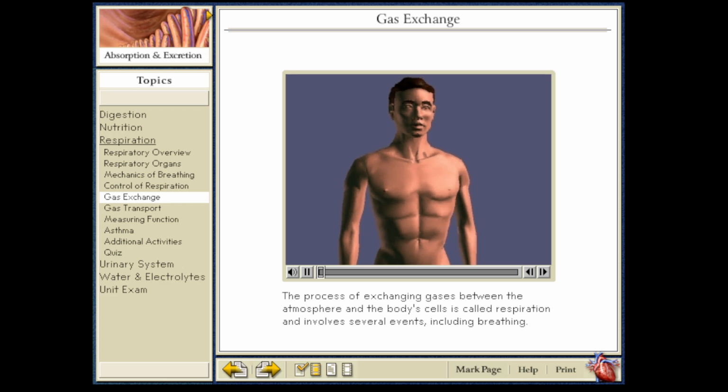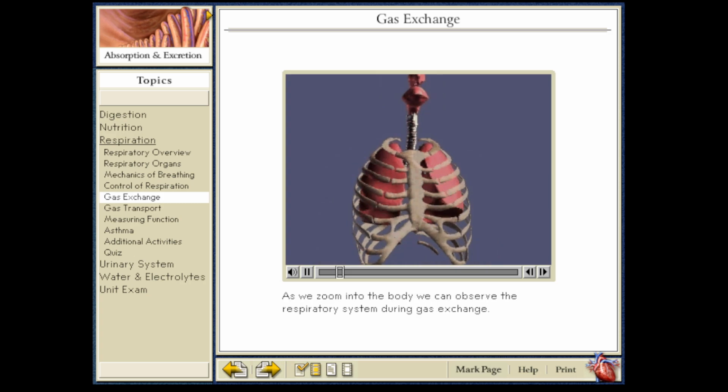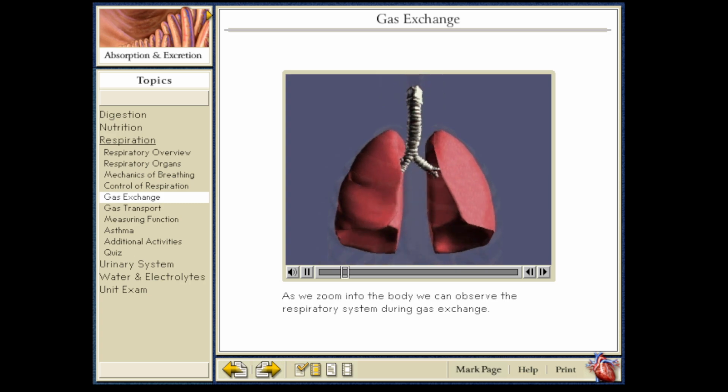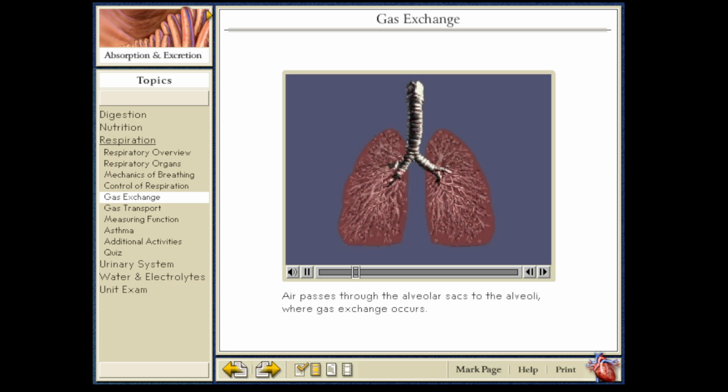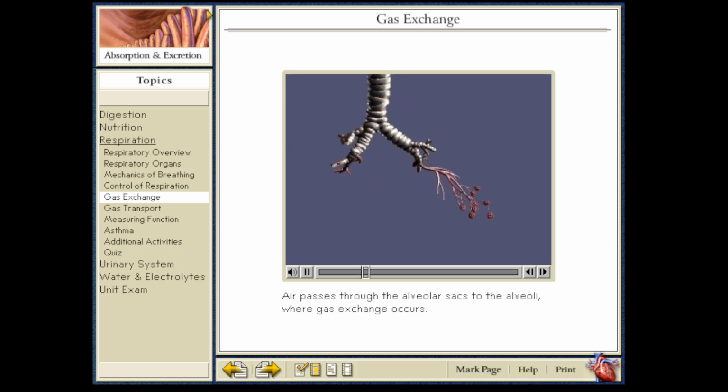The process of exchanging gases between the atmosphere and the body's cells is called respiration and involves several events, including breathing. As we zoom into the body, we can observe the respiratory system during gas exchange. Air passes through the alveolar sacs to the alveoli, where gas exchange occurs.